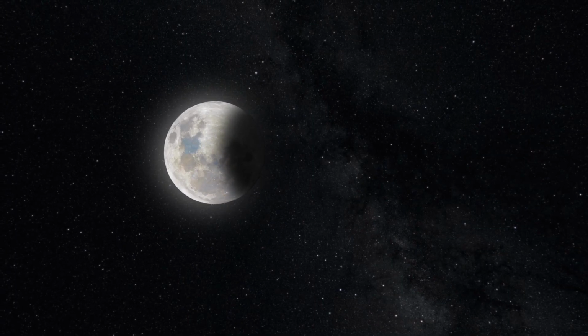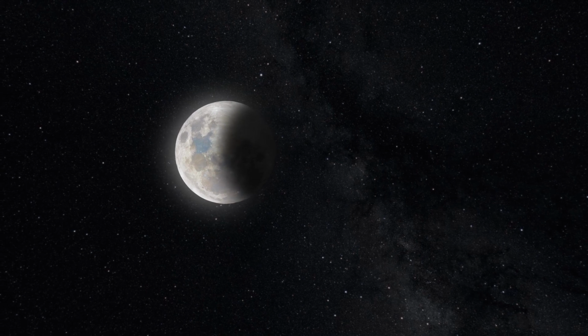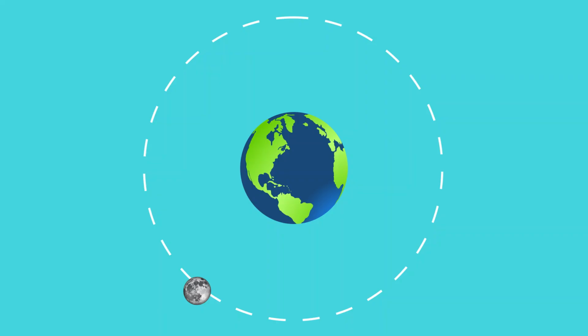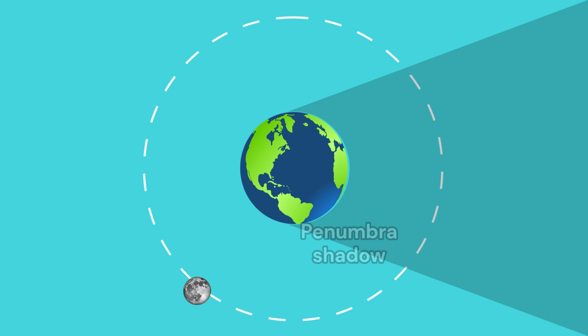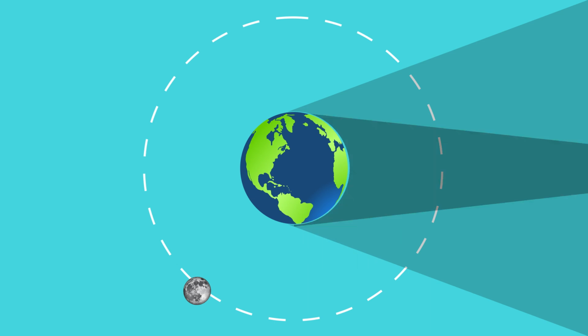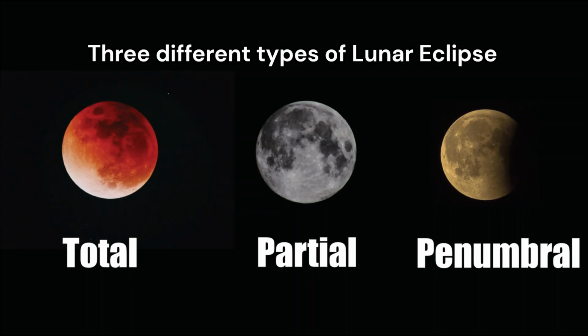Let's understand how shadows are formed when the Earth eclipses the Sun. Earth causes two types of shadows. A larger but lighter shadow, known as penumbra. And the other is a smaller but darker shadow called umbra. The type of lunar eclipse you see will depend on the region where the Moon lies. There are 3 different types of lunar eclipses.